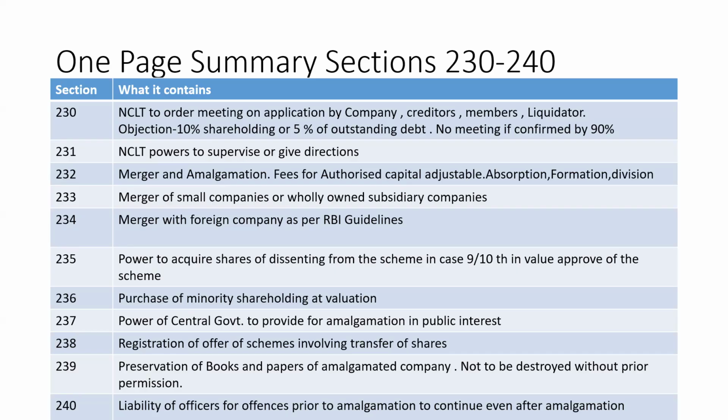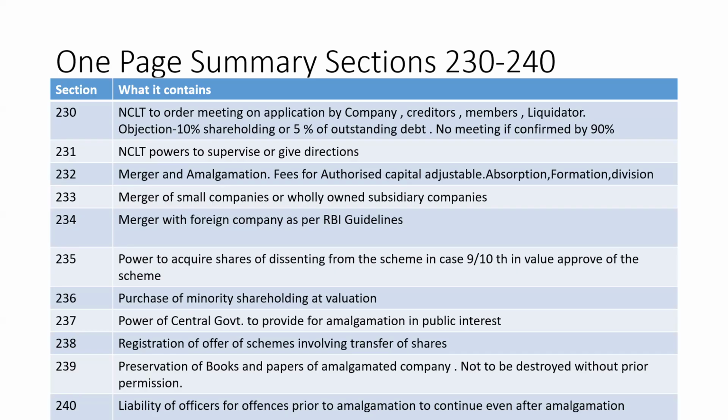Section 231 says NCLT has the powers to supervise or give directions for conducting the meeting. 232 talks of merger and amalgamation. So if there are any fees for authorized capital, suppose two companies are merging, okay, and one company has already paid the fees, then the fees for authorized capital is adjustable. Then there is a concept of absorption, formation or division also.